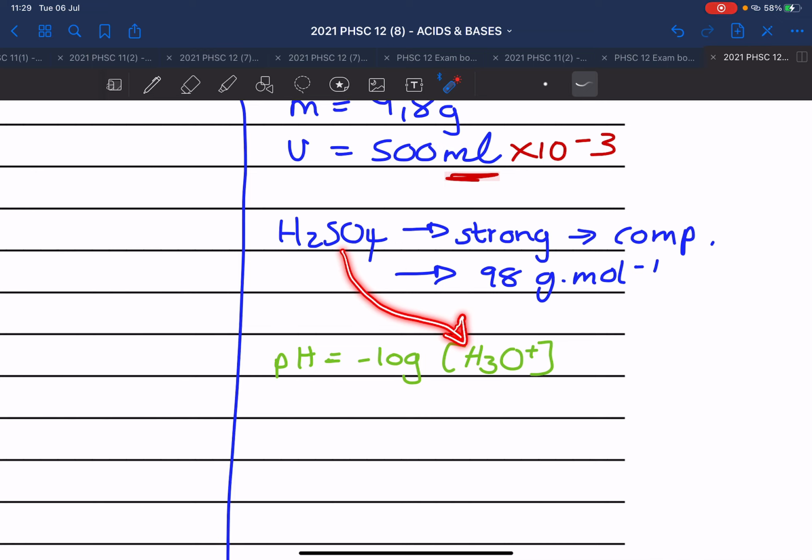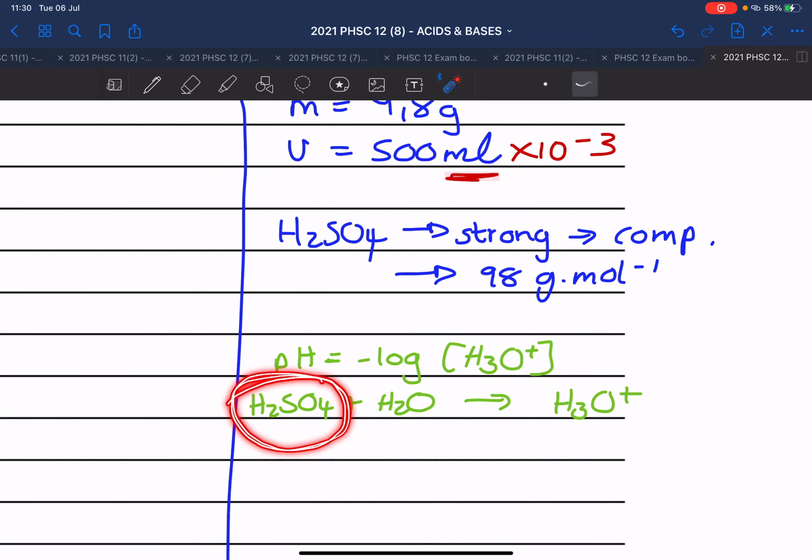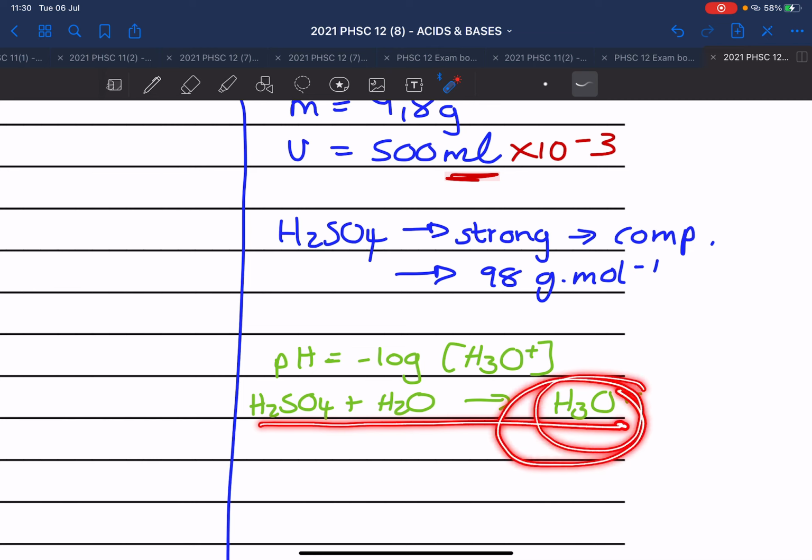Ionization reaction. If you write the ionization reaction, if you write how sulfuric acid reacts with water, an acid dissolving in water, then you must get the hydronium ion somewhere. So, if I can get that one's concentration, and I can write the balanced equation, then I can get this one's concentration. And then I can get that concentration.